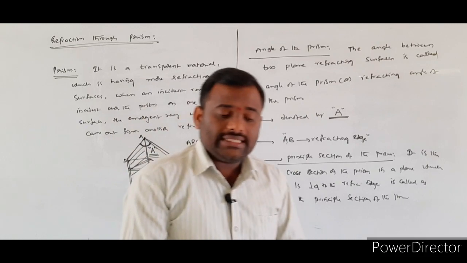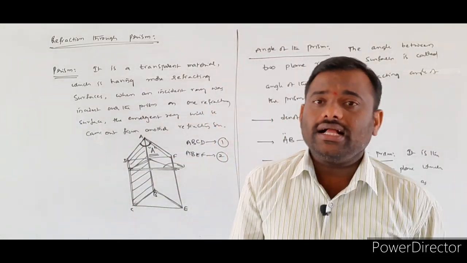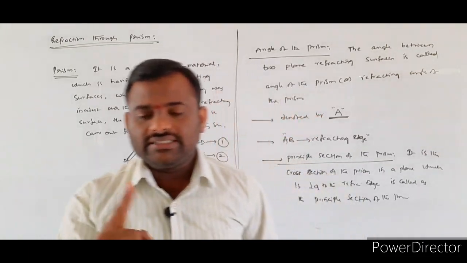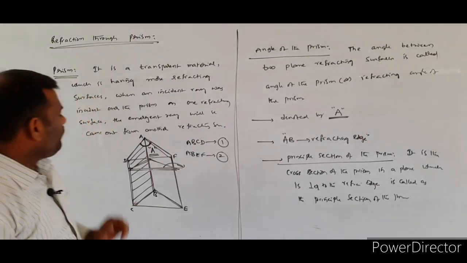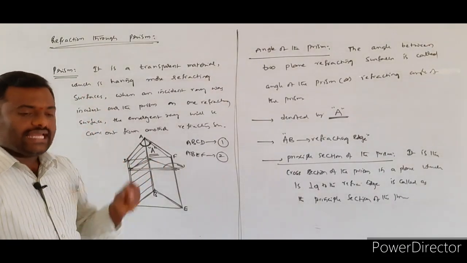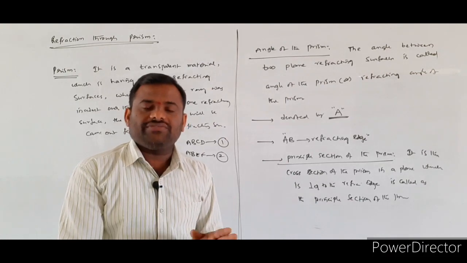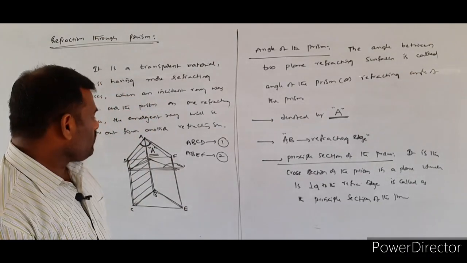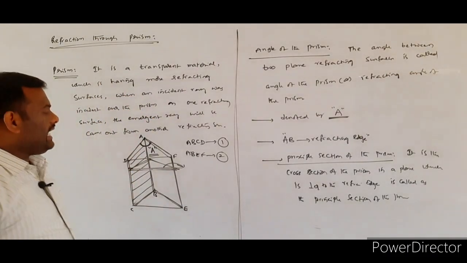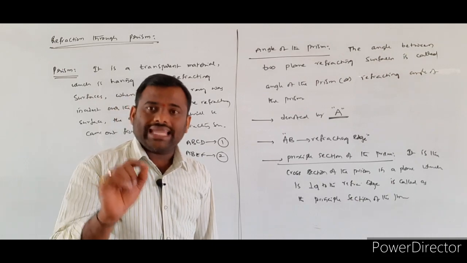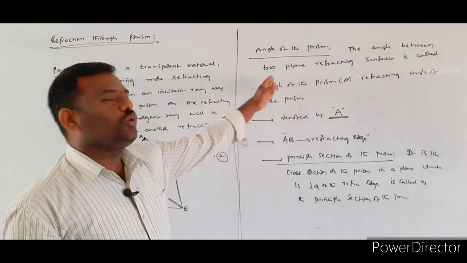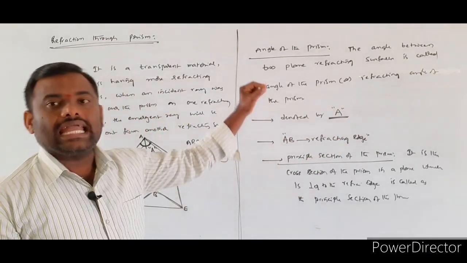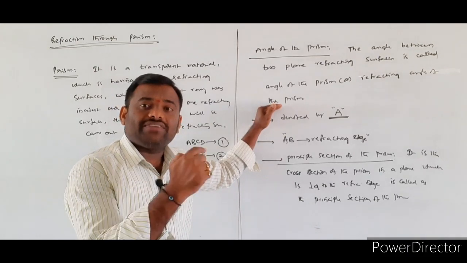Once again, see, what is the prism? It is a transparent material which will be consisting of 2 or more number of refracting surfaces. That is the first point. Next, whenever you consider the 2 refracting surfaces, the incident light rays are incident on one of the refracting surface and the emergent ray will be collected from the another refracting surface. Between the 2 refracting surfaces, some angle will be existing. So the angle between the 2 plane refracting surfaces will be calling as a what? Angle of the prism or refracting angle of the prism.